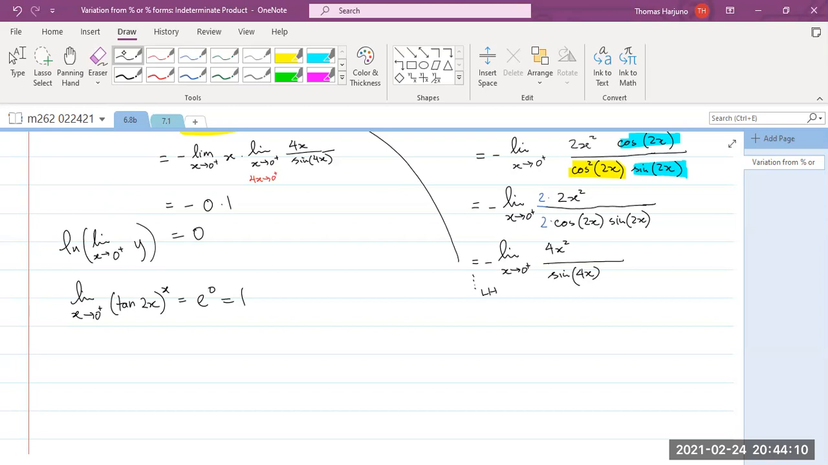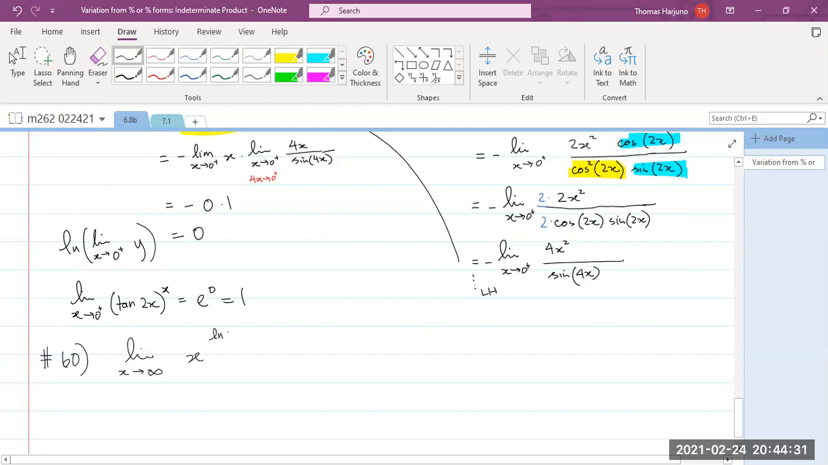That's for number 56. Number 60: limit as x goes to infinity of x to the natural log of 2 over 1 plus natural log of x. So this is a function of x to the function of x. I think that's what I will do also. I will apply natural log and then do the limit.